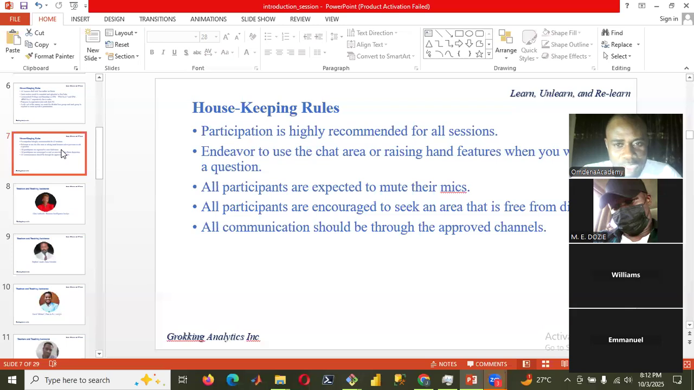Participation is highly recommended for all sessions. This one is very, very important. The reason why it's important is that I'm going to give you a little bit of gossip, let me call it. Maybe it's a gossip or maybe it's a lie? I don't know what you want to call it, but I'm not supposed to tell you.